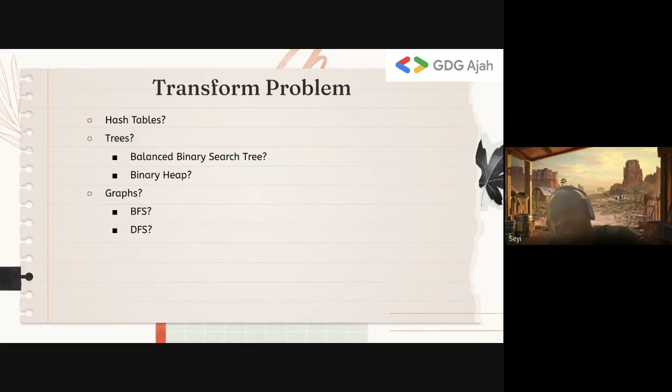How about putting the elements in a tree? A balanced binary search tree. If we do an in-order traversal in a binary search tree, we get a sorted order. So if I can put all those elements in a balanced binary search tree and do an in-order traversal, I'll get a sorted order. A binary heap always gives me the smallest value. So if I dump all the elements in a heap and keep taking the smallest value, I will get my results. How about if you represent it as a graph? BFS, DFS. These are questions you ask yourself when you're trying to transform the problem.